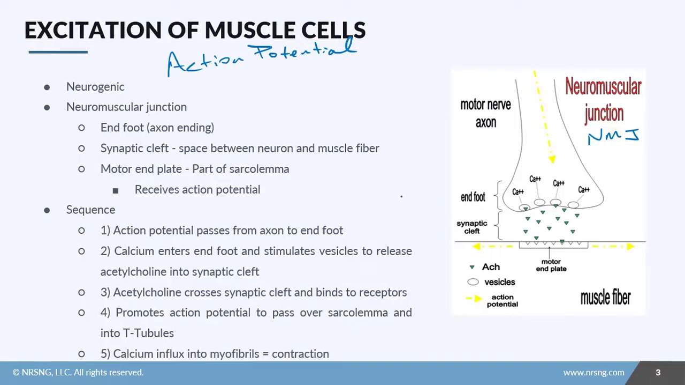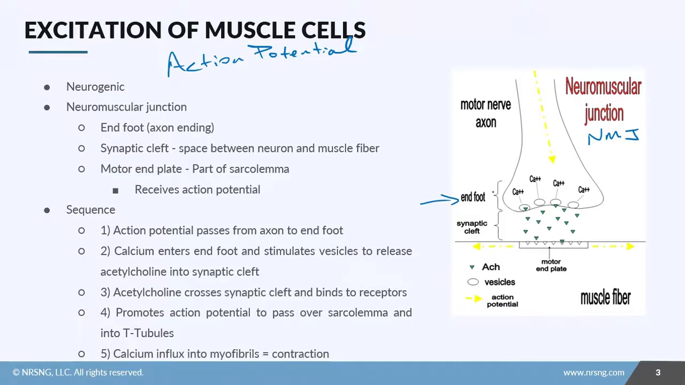We need to look at some quick anatomy though. This is the infoot, the end of the axon. Then you have the synaptic cleft, which is the gap. This is the space between the neuron and the muscle fiber. And then you've got the motor end plate, which is part of the sarcolemma, which is the cell membrane of the muscle. So you've got this gap, and we basically want to continue this nerve impulse down from the nerve all the way to the muscle fiber to get it to do what we need to do.